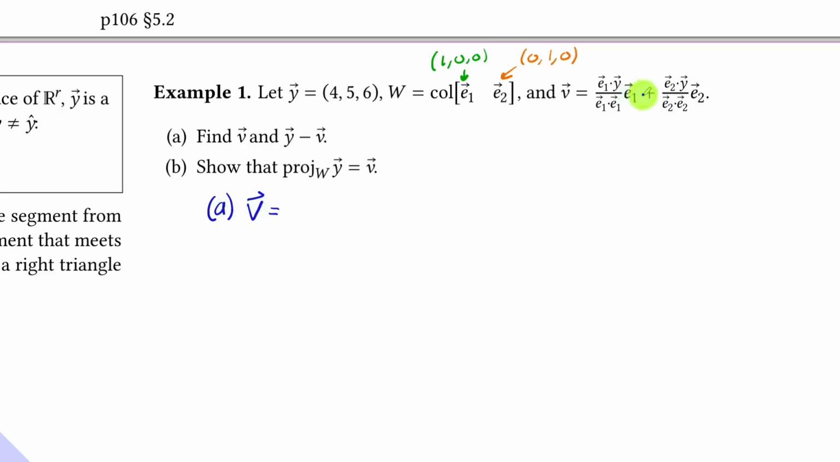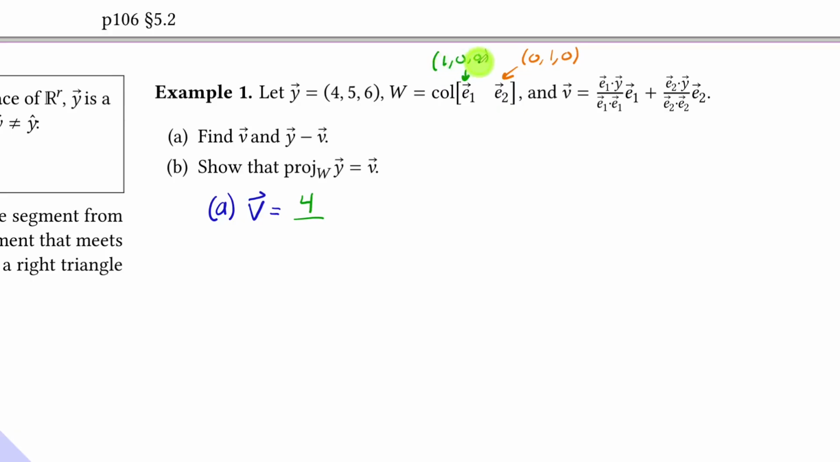So we're going to do something times E1. But what are we multiplying times E1? We're doing E1 dot y. So if we just match these up, we're going to do 4 times 1, 5 times 0, and 6 times 0. So that will just give you 4 divided by E1 dot E1. But E1 dot E1 is just going to be 1 because it's 1 squared plus 0 squared plus 0 squared. So that's 1. And we're doing that times E1.